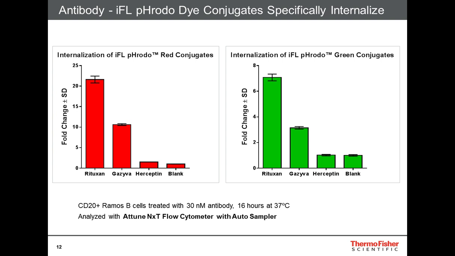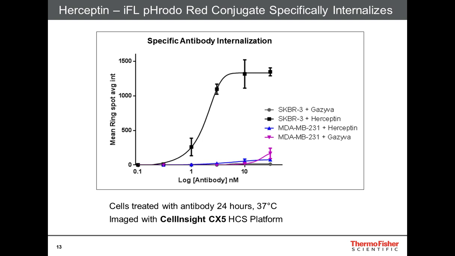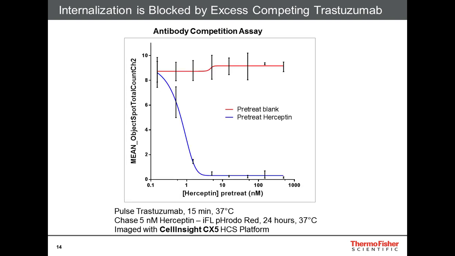We can also derive this sort of quantitative information from images. And so now we can switch to our CellInsight CX5 high content analysis system and look at HER2 positive and HER2 negative breast cancer cells, which were treated with either IFL pHrodo Red Herceptin or Gazyva for 24 hours. And what we see as we increase the dose of our antibodies from left to right, we have a very clear signal showing specific internalization of the Herceptin into the HER2 positive cells, while our various negative controls give us the expected lack of fluorescent signal. And so this is one way to show specific internalization with various controls as extracted from an image.